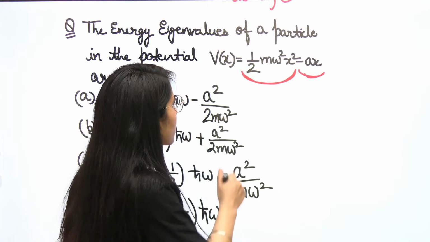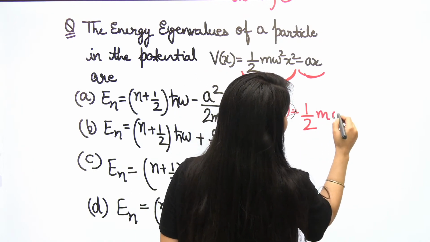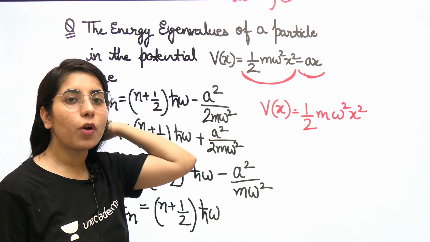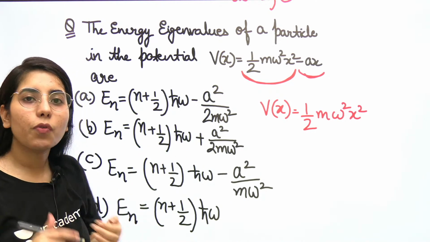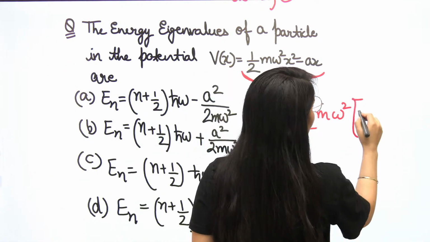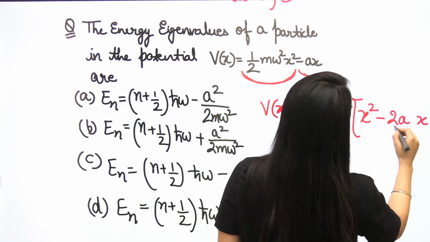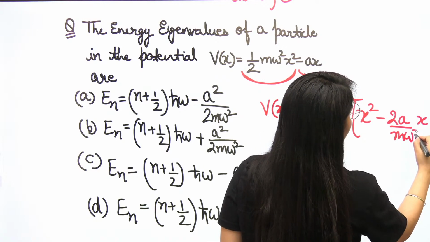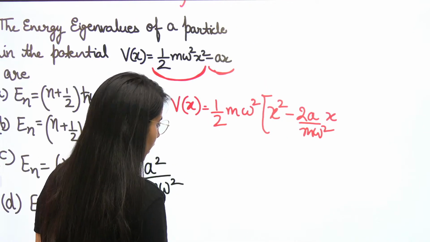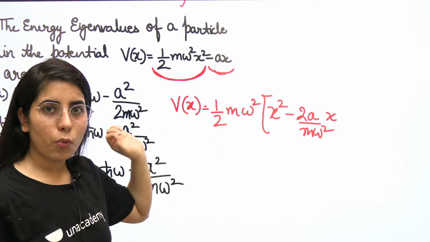And what are these steps? See, V(x) is equal to half m omega square x square, that has been given to you. Take the half m omega square common from here. What you will get is x square minus 2ax upon m omega square. Is it visible? I think yes, but I'm going to show you here right now. So this is what you will get if you take half m omega square common.